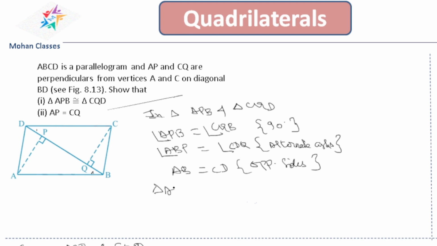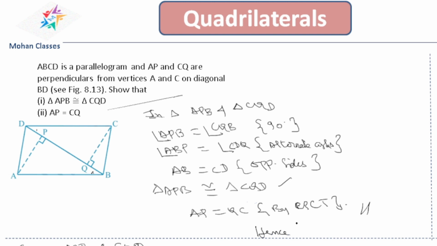Therefore, triangle ABP is congruent to triangle CQD. This we have proved. After that, if these two triangles are congruent, then we can say AP is equal to QC by CPCT. Hence the proof.